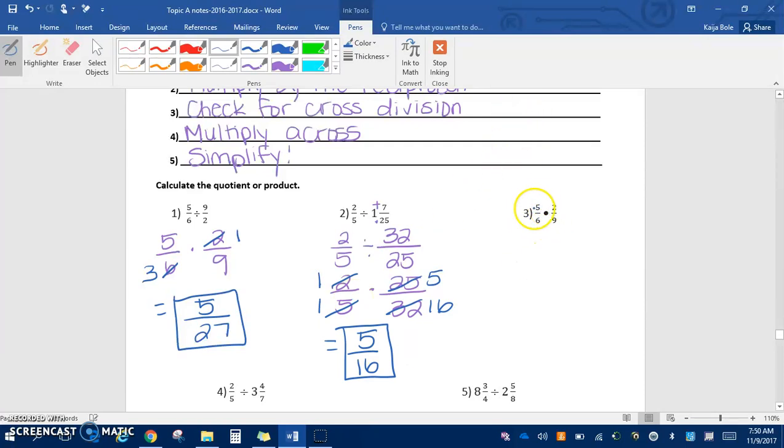Okay. Number 3 here, we have 5/6 times 2/9, so we're just multiplying, but we can cross divide. We can divide 2 and 6 by 2, so we get 1 and we get 3. So our final answer here would be 5/27, which we cannot simplify, so that's our final answer.